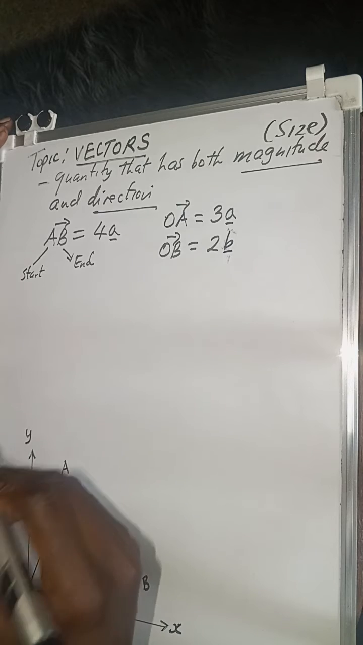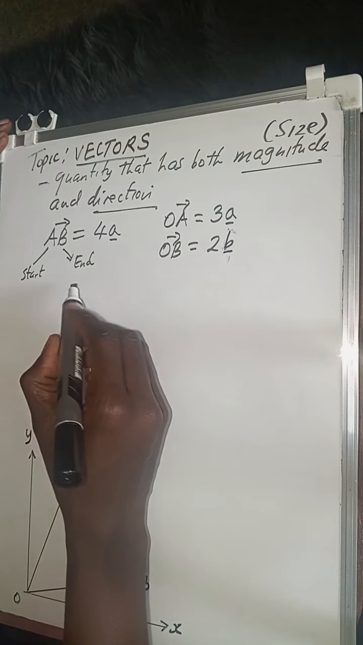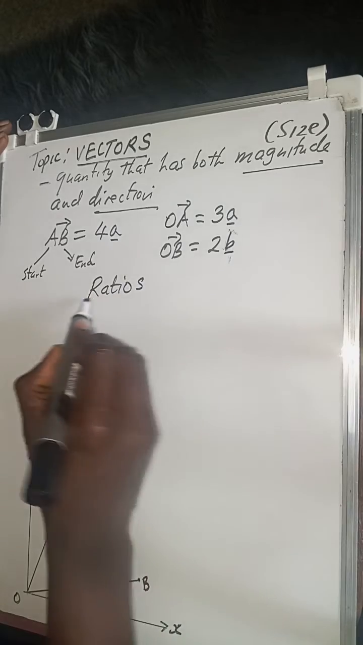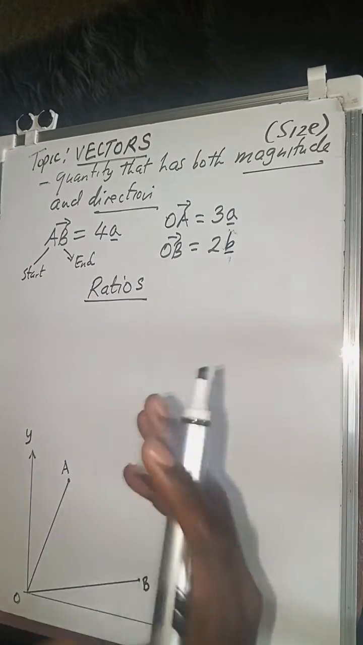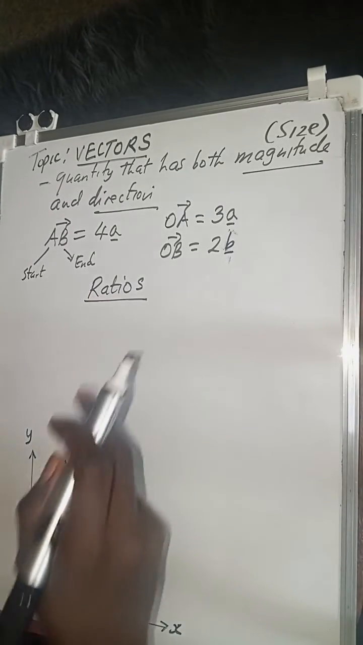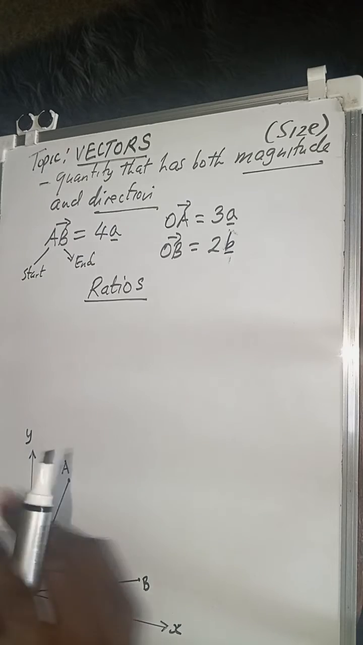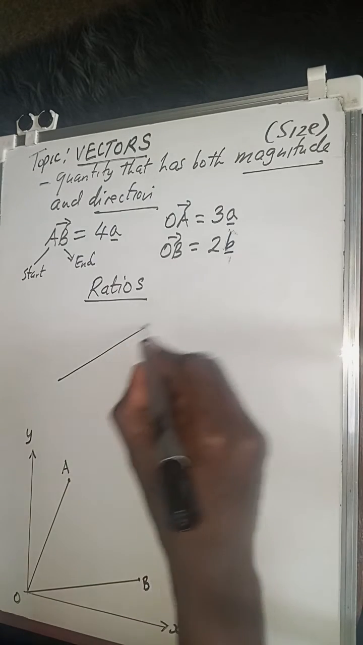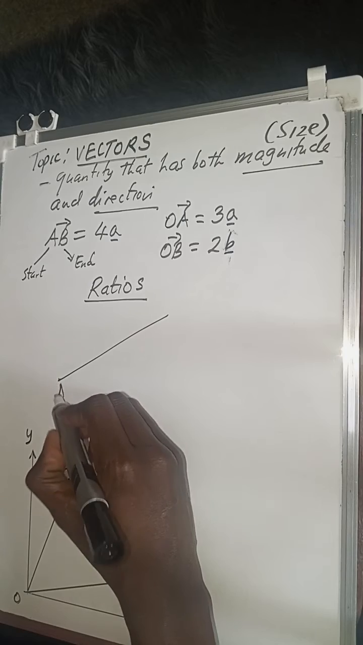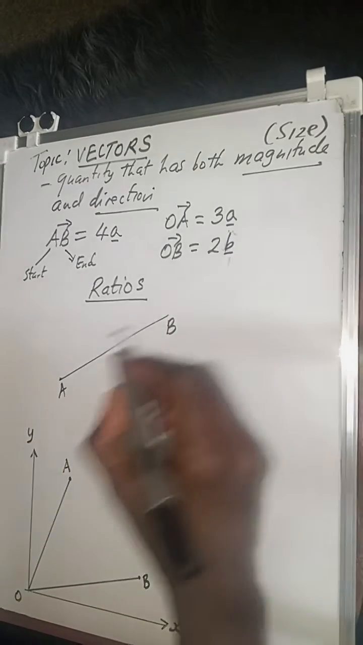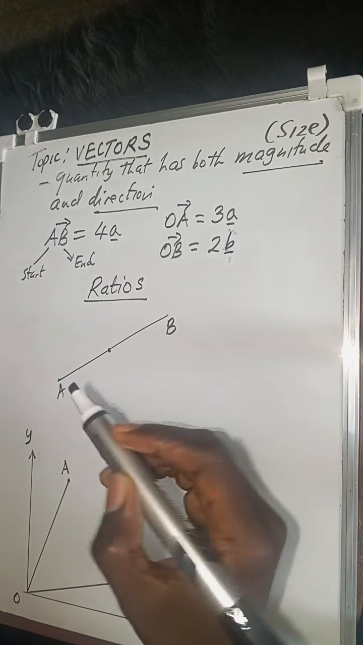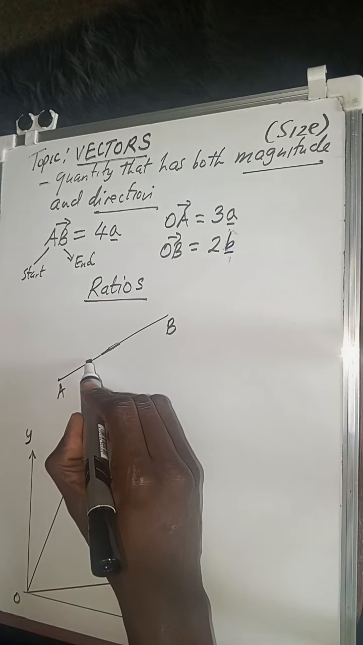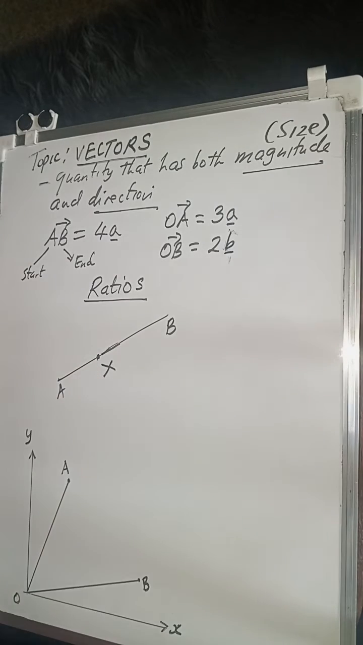Now, a concept that you need to remember under vectors is ratios. You need to understand your ratios because most of the questions coming in the exam are going to ask you to deal with ratios. Let's say that I've got a line that I'm calling AB. Then along that line, I have X. Let me put my X somewhere here.